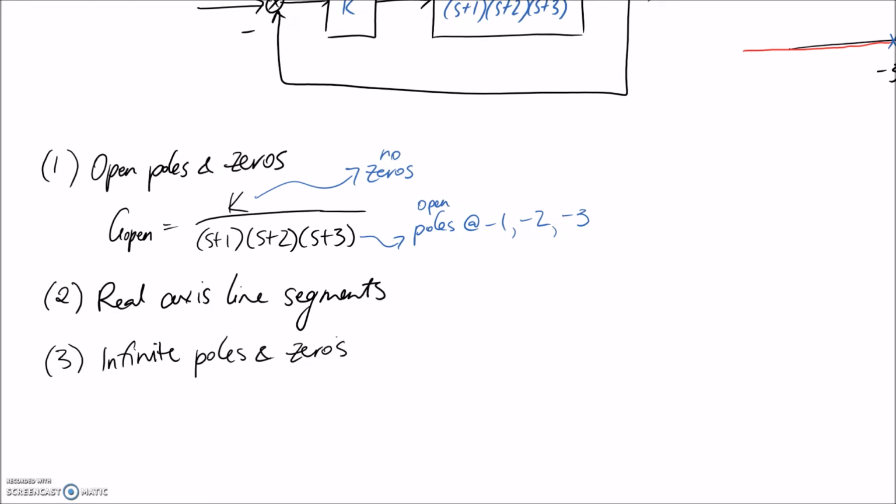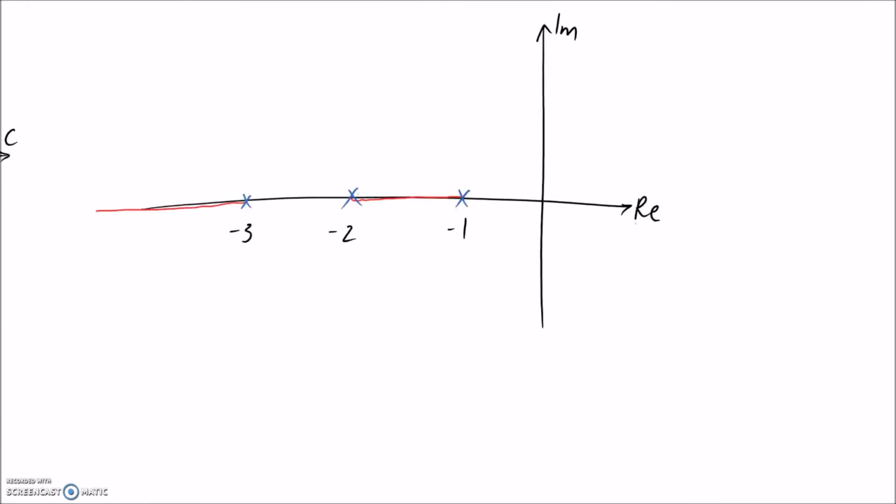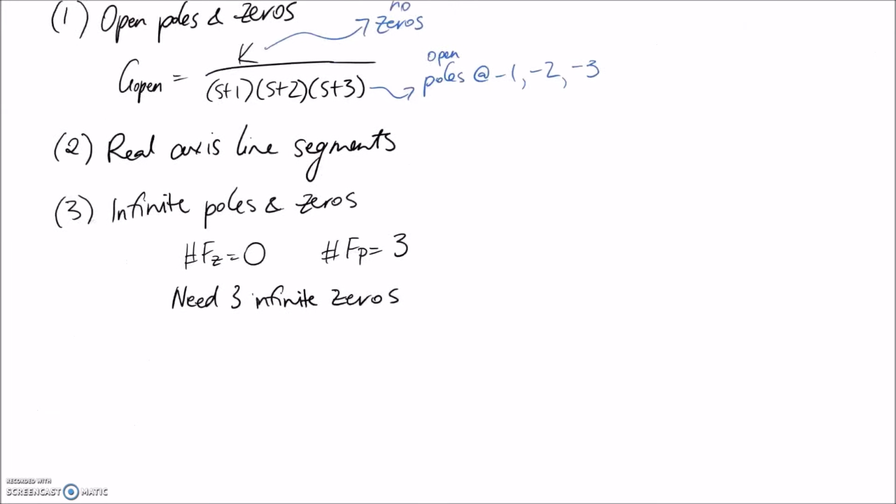At the moment, we can see that the number of finite zeros is 0 because we didn't have any, and the number of finite poles is 3. So as a result, we need to have 3 infinite zeros so that the number of poles and zeros are balanced. Because if we add 3 to here, then we'll have 3 equals 3. And because we have no zeros, every single pole on our diagram is going to need to join to an infinite zero.